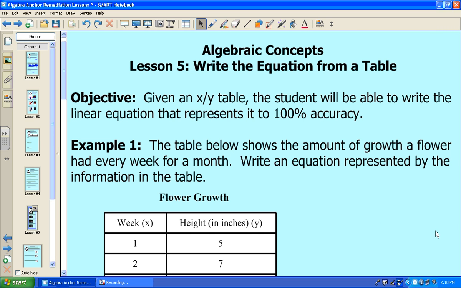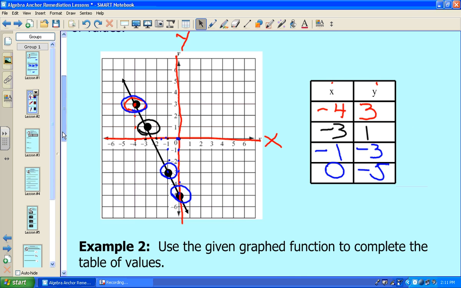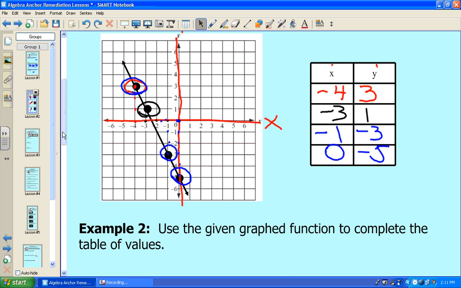Okay, we are on to lesson 5 in the Algebra Concepts Anchor. In lesson 5, we are writing the equation given a table. The objective is, given an XY table, the student will be able to write the linear equation that represents it to 100% accuracy.